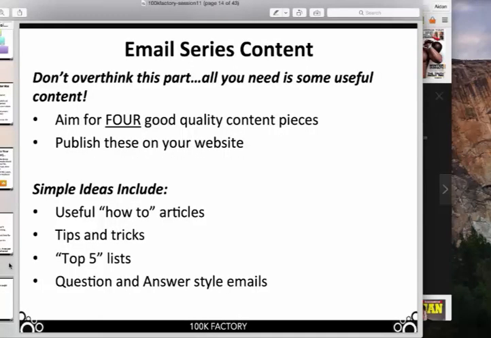So that's about finding your bait. Now, once you've got your bait, you need to have some kind of content in your email series. You can't just have someone sign up and then do nothing, because if you do that, you're leaving a lot of money on the table. You're not optimizing as well as you should be. For the actual content of your email series, don't overthink it. Just some basic useful content is absolutely fine.